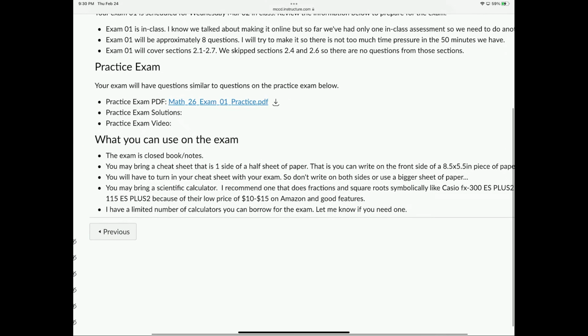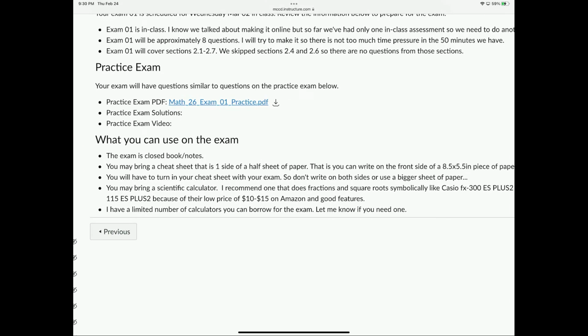Do pay attention to the "what you can use on the exam" section. The exam is closed notes, closed book, but you can have a calculator on the exam, and you can have a cheat sheet, which is one side of a half sheet of paper. You can write whatever you want on it to take to the exam.